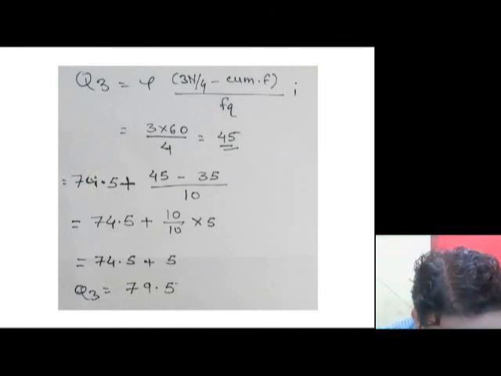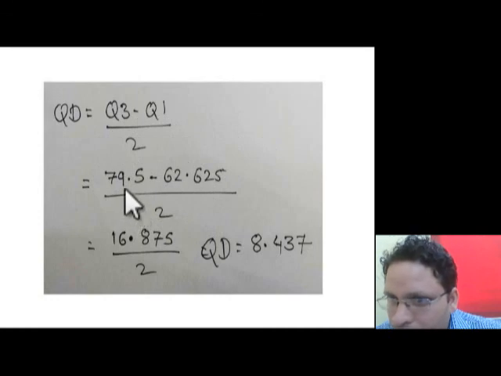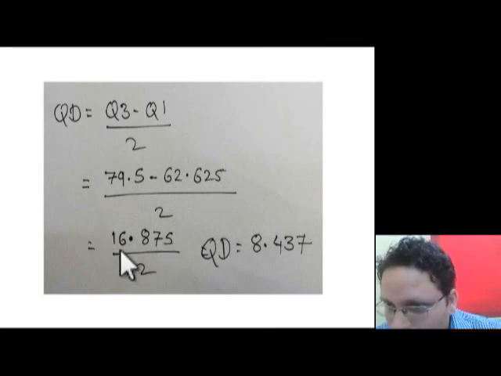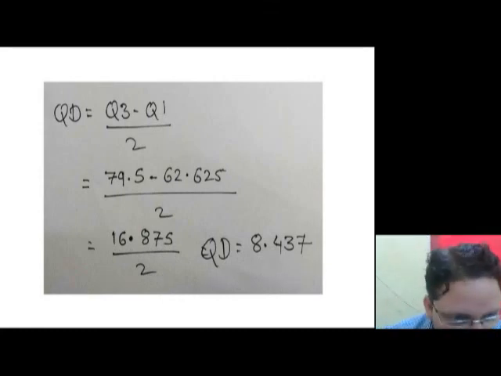Now let's move to the formula of QD. QD is equal to Q3 minus Q1 upon 2. Now the value of Q3 is 79.5 minus the value of Q1, 62.625, divided by 2. This subtraction comes 16.875, and if we divide it by 2 we get the value of QD, that is 8.437. It is so simple.